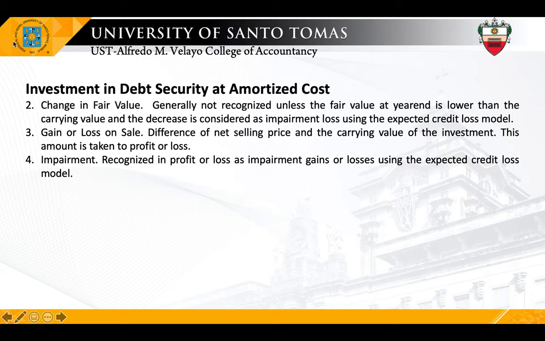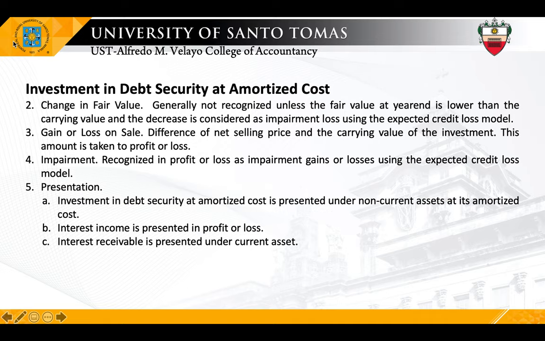Impairment. So impairment is recognized in profit or loss as impairment gains or losses using the expected credit loss model. And for presentation purposes, investment in debt security at amortized cost is presented as non-current asset at its amortized cost. And interest income is in profit or loss, whereas interest receivable is a current asset.